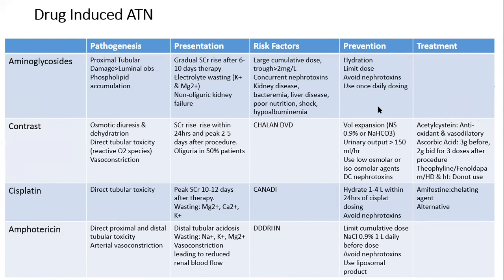Now, the other drugs like cisplatin and amphotericin. So with cisplatin, we have a target drug, amifostine. It is a chelating agent. It scavenges the free radicals which are created by platinum compounds and helps reduce the incidence of nephrotoxicity with the platinum.